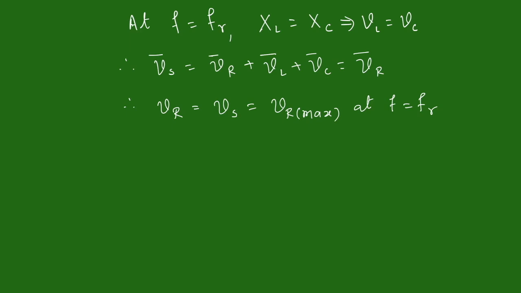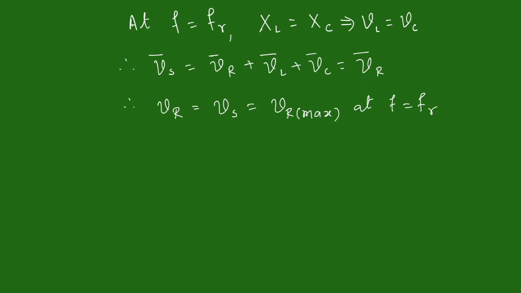Up till now, we have noticed that at F equal to Fr, XL is equal to Xc, which gives us VL equal to Vc, and they will have a 180-degree phase difference between them. From the vector equation Vs equal to Vr plus Vl plus Vc, we can see that at F equal to Fr, Vs will be equal to Vr.